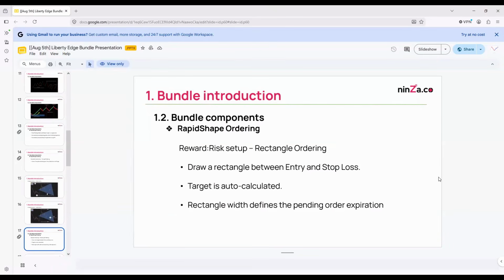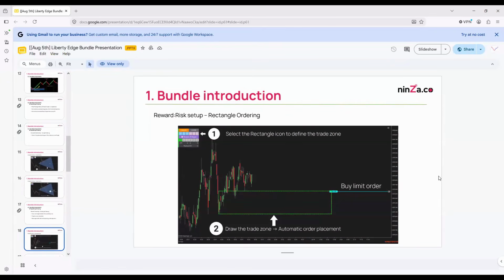Okay, so we went over that. Of course, you can also do it on a time chart, and you can draw the rectangle. In the case of a time chart, probably a rectangle is better. Then your target and your stops are going to be based on ATR and the risk reward that you determine in the settings. Out of the box, the default is 2 to 1, and I kept it at 2 to 1.